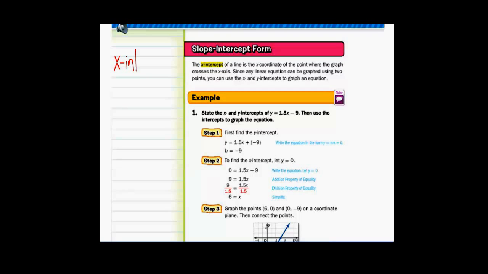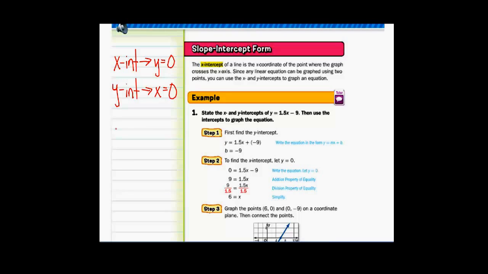To find the x-intercept, you have to put in 0 for y. To find the y-intercept, you have to put in a 0 for x. Now, you only do them one at a time, so don't go putting zeros in for everything because it's not really going to make sense to you.